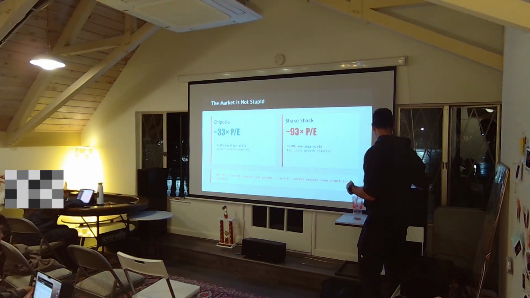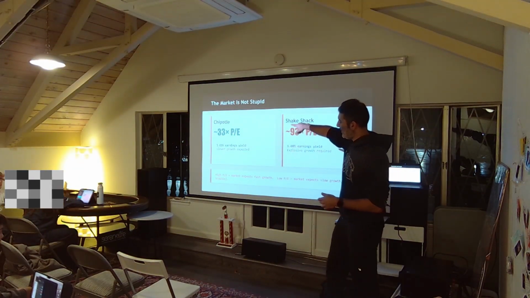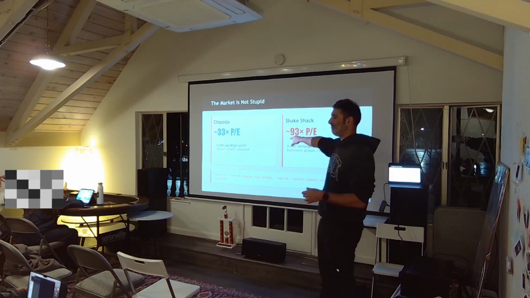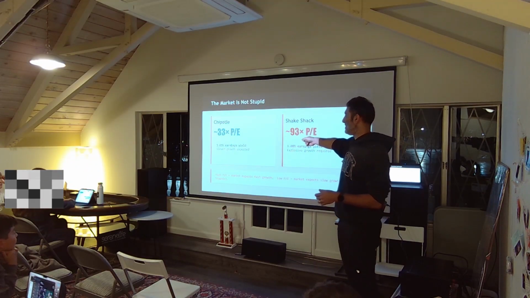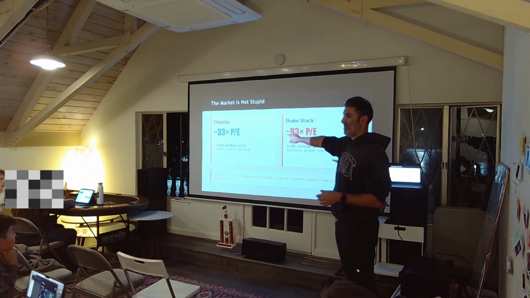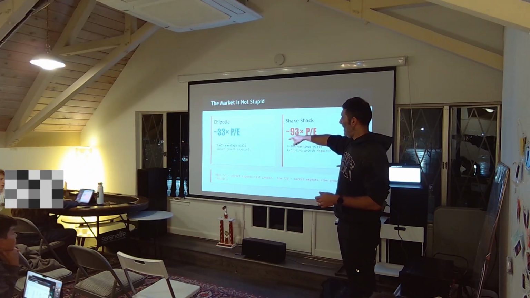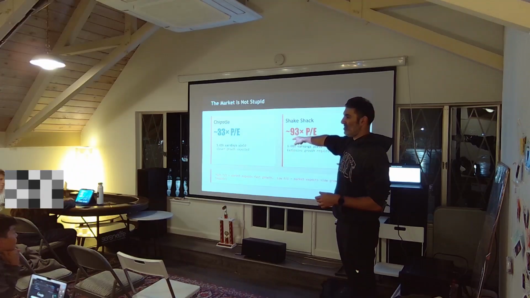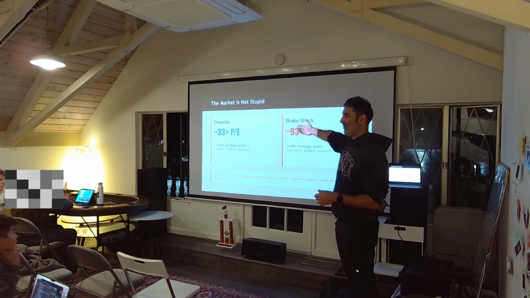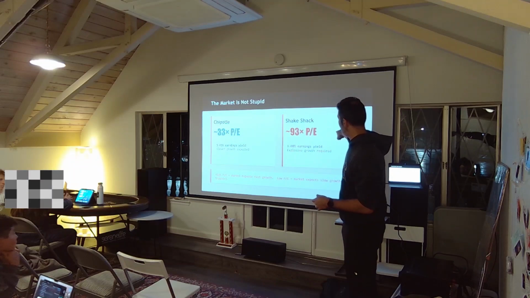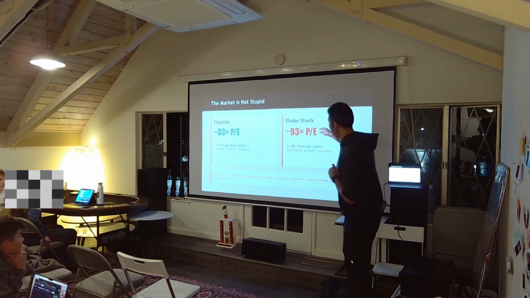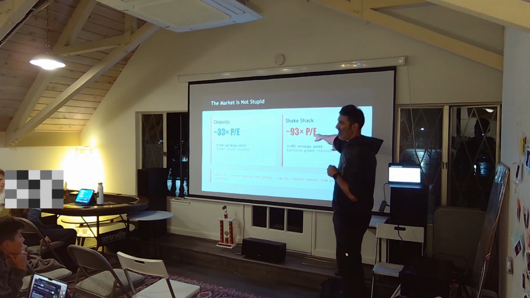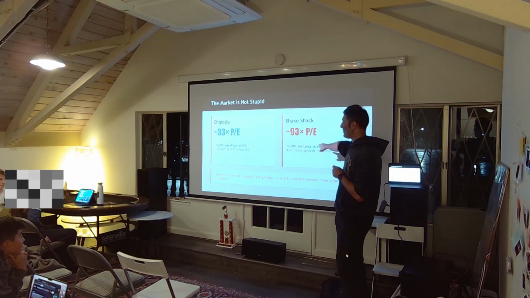Okay. This is an example of that. That's Chipotle on the left. This is Shake Shack. Chipotle's stock price trades at 33 times its earnings. Does everybody understand how we got to an earnings yield of 3%? The multiple's 33, right? 1 over 33 is 3%. Shake Shack. Why are people willing to pay almost 3 times as much for Shake Shack earnings instead of Chipotle?